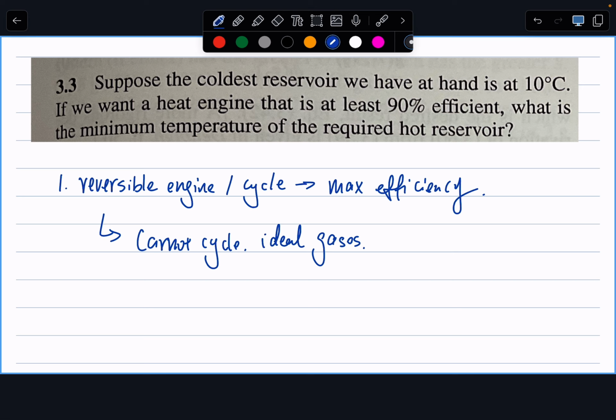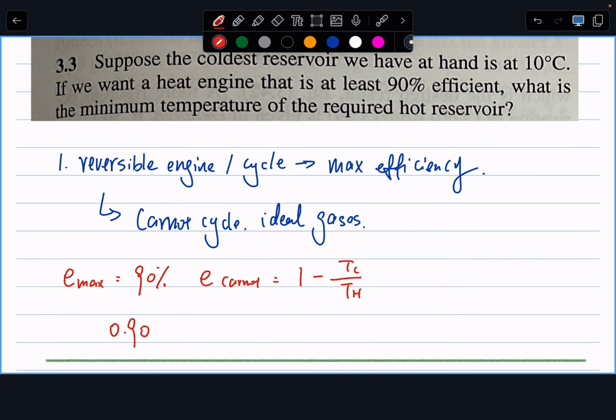All right, so the first step is to know which equation to use. Because we want an engine as efficient as possible, we want a fully reversible engine or fully reversible cycle. And then thinking about my E maximum, that's 90%. We have the reversible E Carnot equals 1 minus TC over TH. And the minimum efficiency we want is 90%, or 0.9, equals 1 minus, my TC is 283 Kelvin, over TH. You plug it into the calculator, you get TH equals 2,830 Kelvin.